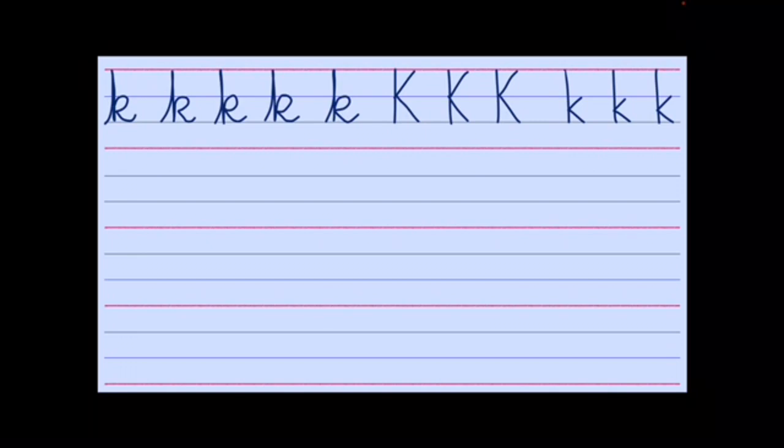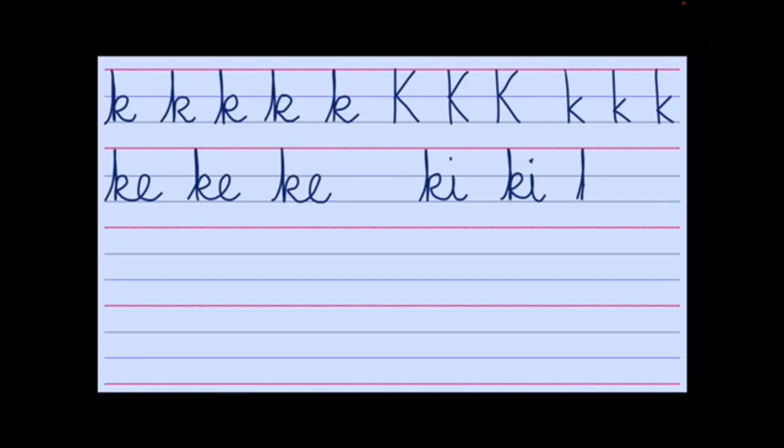So let's practice. K, K, up, down, curl round, and then into an E. K, E. K followed by an I. K followed by I. And we know for both of them that we will say K.